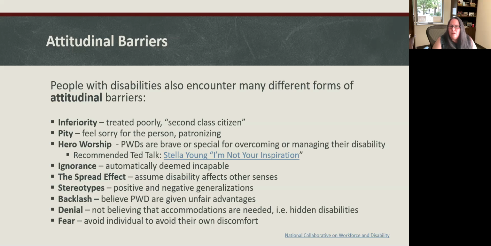And the last one I have is fear. It's when people are afraid that they might say or do the wrong thing, and to avoid their own discomfort, they just avoid interacting with that person or following through. We all sometimes, I would say I'm probably sometimes even guilty of this. I don't know how to respond in a situation, and I have to go past that and make sure I'm not putting that barrier or attitude on someone. So, any questions on these? All right.